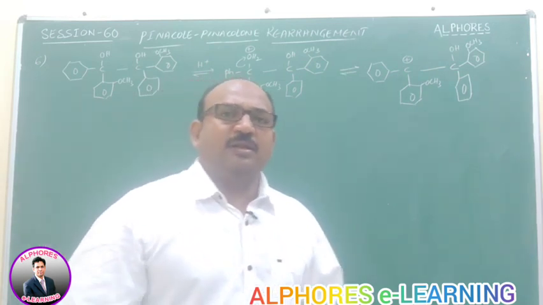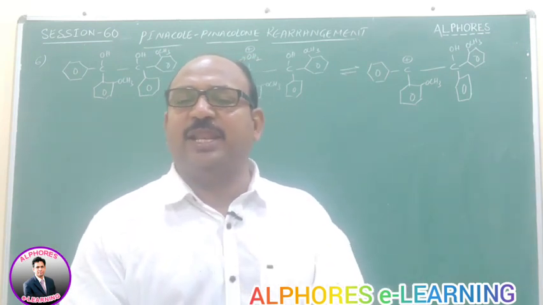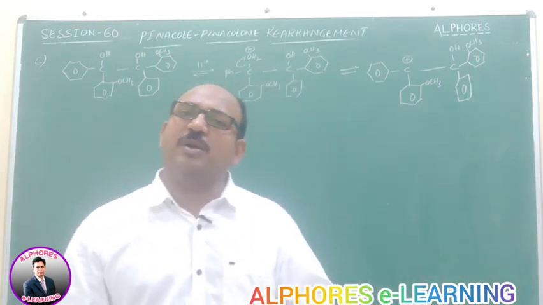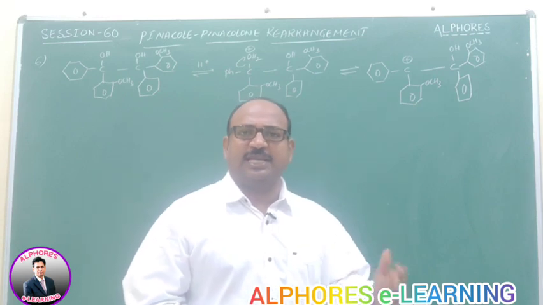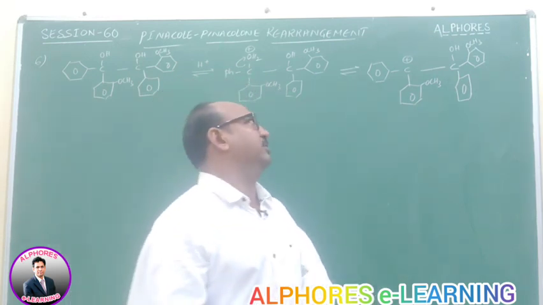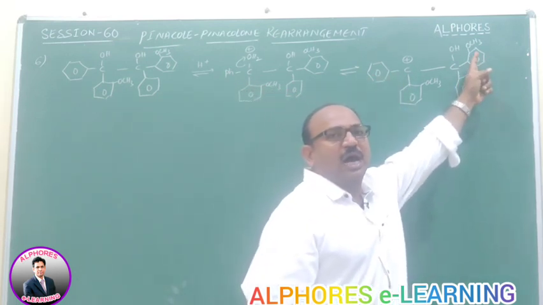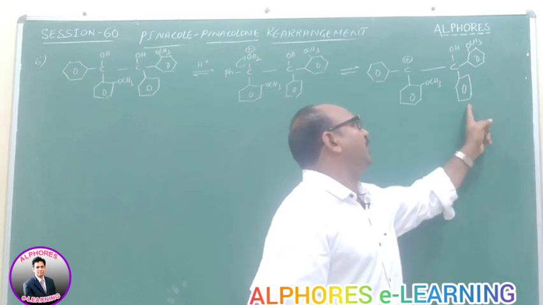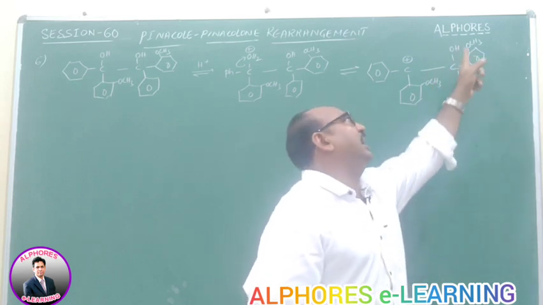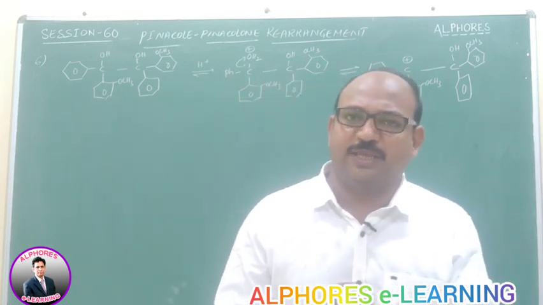In general, in the previous session we learned that the more electron releasing the nature of the group, the more the migrating attitude. And second, the more the bulkiness of the group, the more the migrating attitude. Now, here of these two groups we are expecting ortho-methoxy, because here we do not have any methoxy, and here a methoxy group is there, as we know that methoxy group is a plus I group.